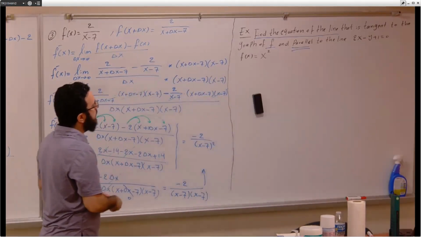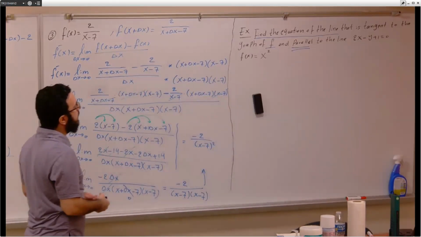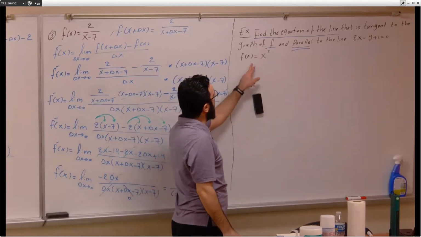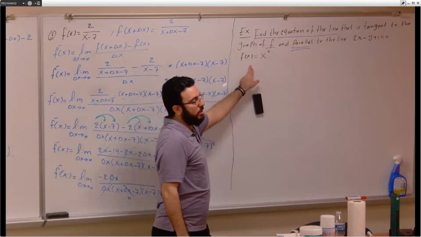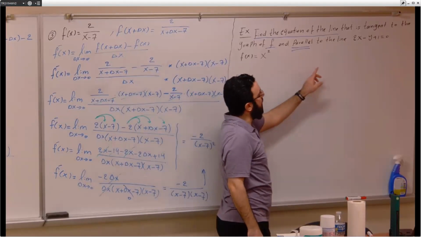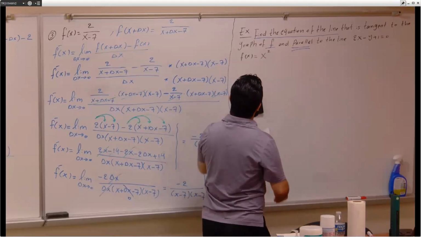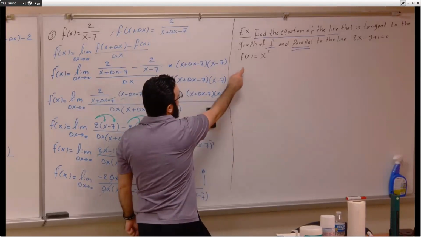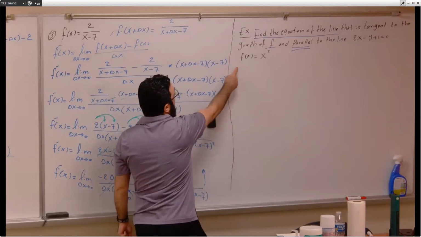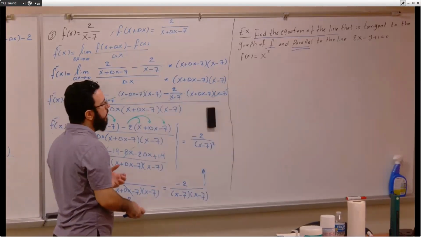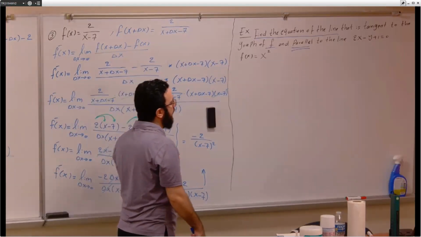The first thing, my goal, is to use the graph to find the slope. Because I can find the slope for this line easily, I'm going to show you here on the side. Let's work to find the slope for f of x equals x squared. We can't find the slope until we find the derivative.